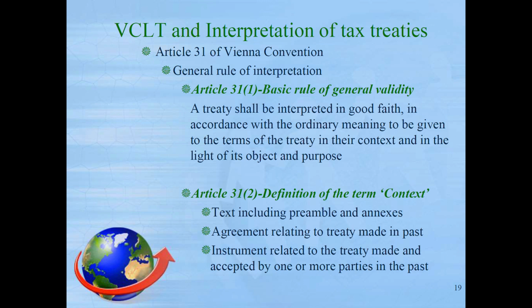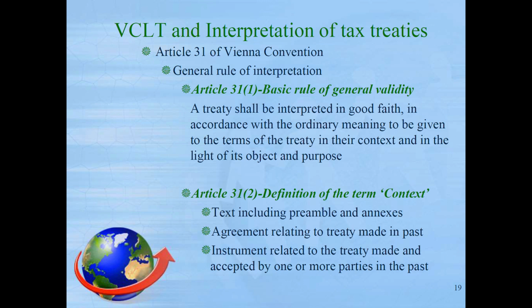Article 31 deals with the general rules of interpretation. A treaty needs to be interpreted in good faith. That is, the intention of the countries needs to be kept in mind and ordinary meaning should be given. So first we will give the ordinary meaning, keeping in mind the context and purpose and object.